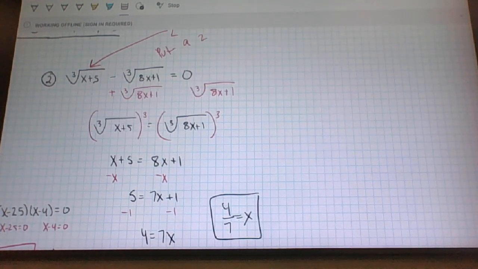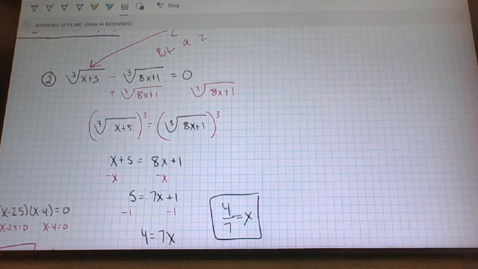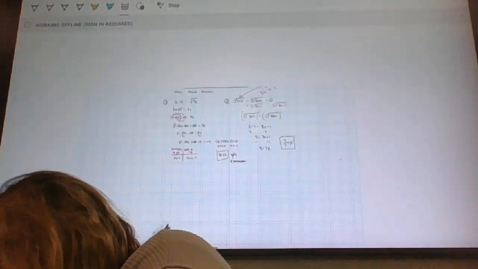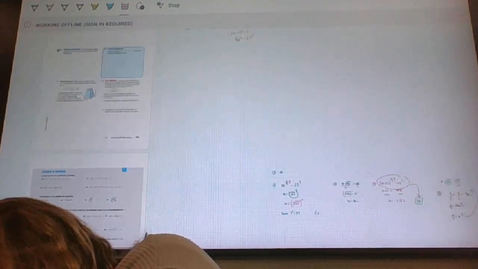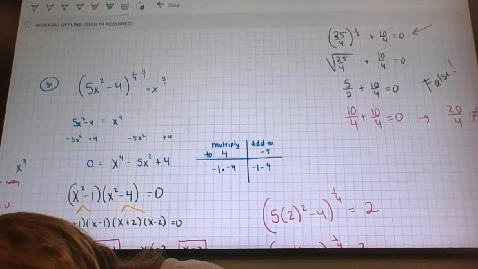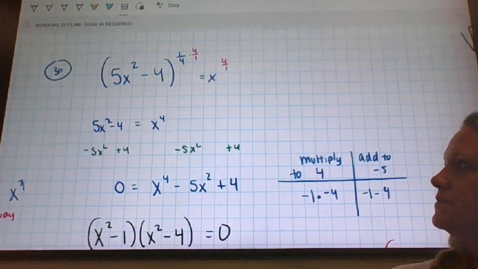That's it for Bauer. Let's check the assignment from yesterday. So it was 23 through 30. Did I show you guys how to do 30 yesterday? Okay, so I'm going to leave 30 here while I walk around.